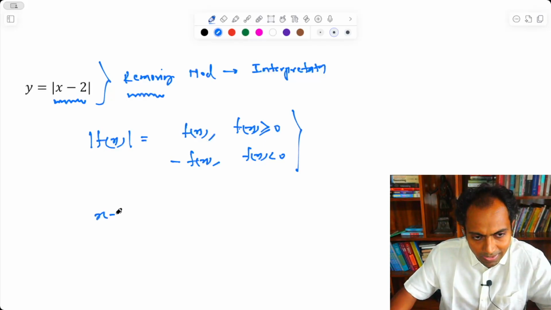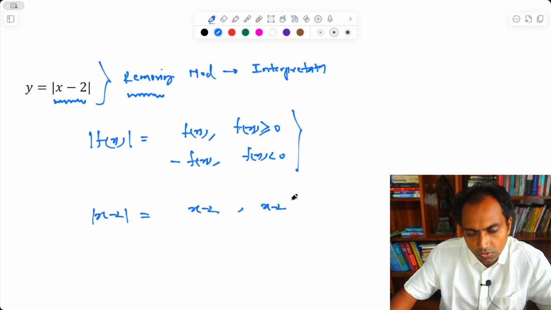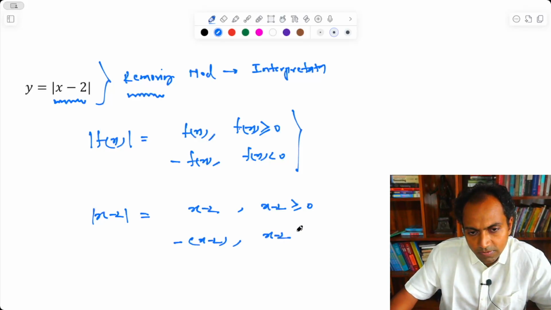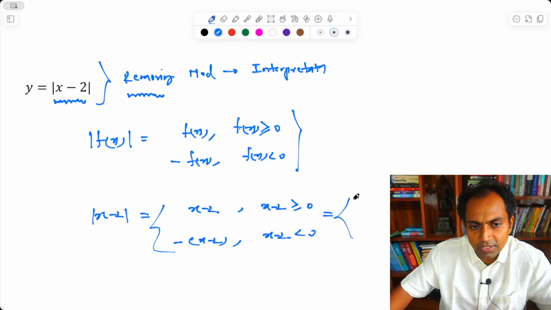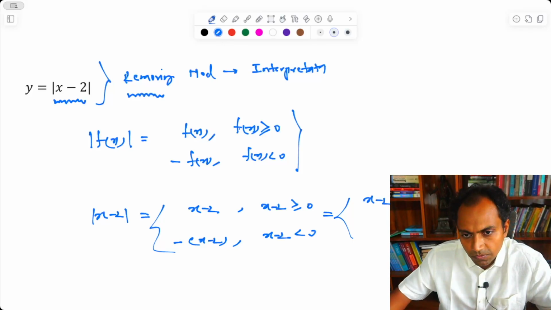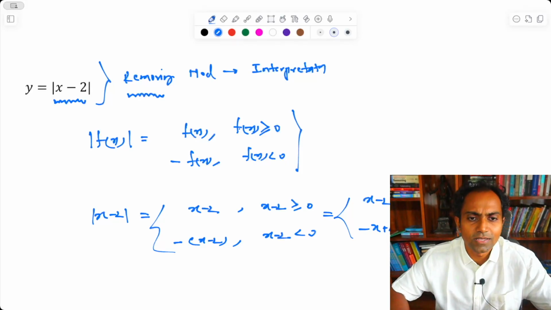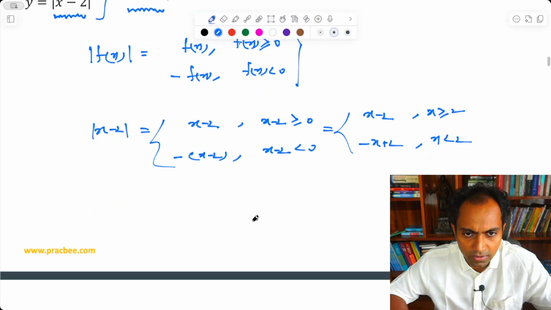So if I am writing modulus of x minus 2, my answer is going to become x minus 2 if x minus 2 is greater than or equal to 0. And my answer will become minus of x minus 2 if the value of x minus 2 is smaller than 0. If I simplify this, it becomes x minus 2 when x is greater than or equal to 2, and minus of x minus 2, that is minus x plus 2, when x is smaller than 2. You can see that in this manner we can interpret anything that is inside the modulus sign.